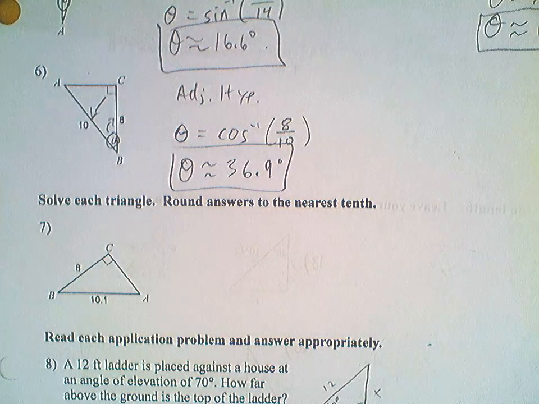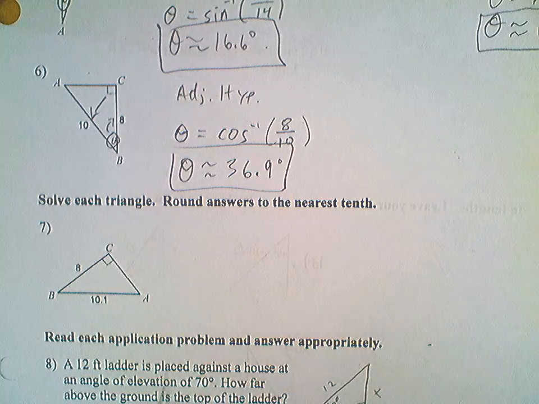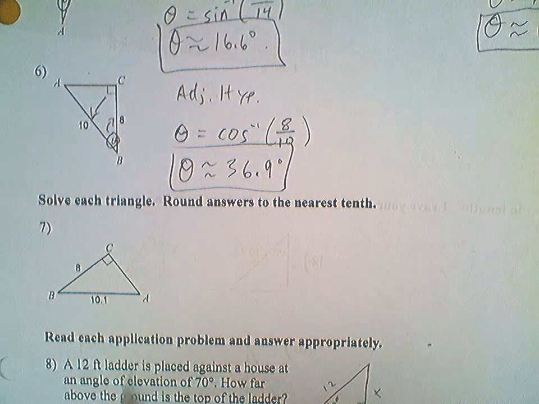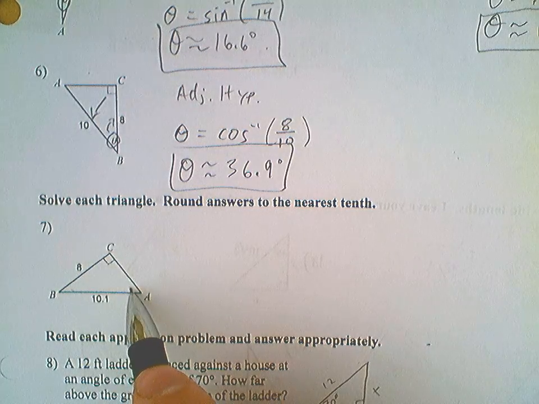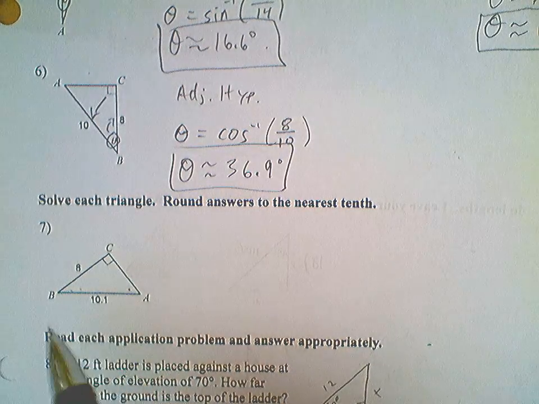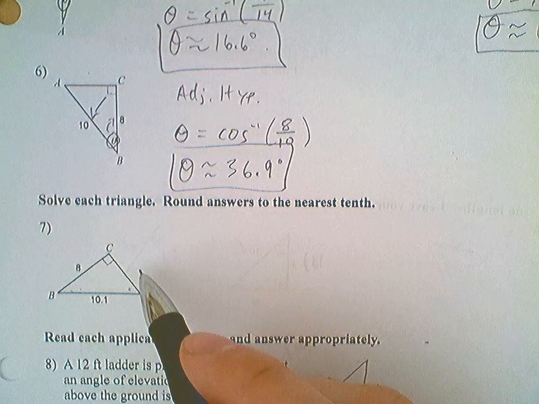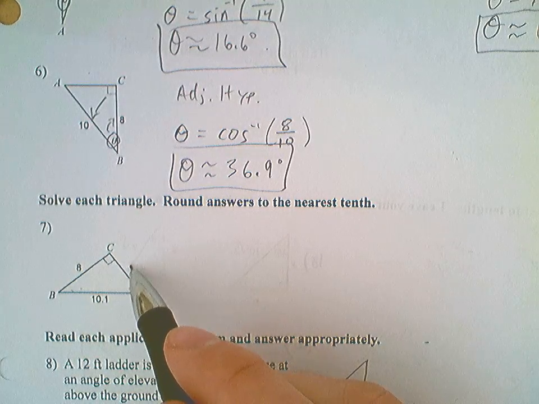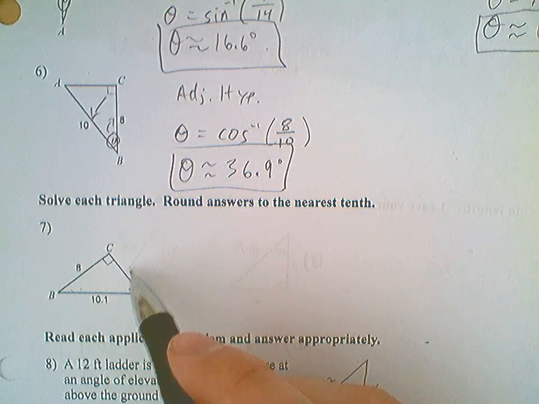Now number 7, it says solve each triangle. So that means we're trying to figure out everything. Whatever we don't know, we need to figure out. For instance, we don't know these two angles, angle A and angle B, so we need to figure them out. We also need to figure out the length of this side.